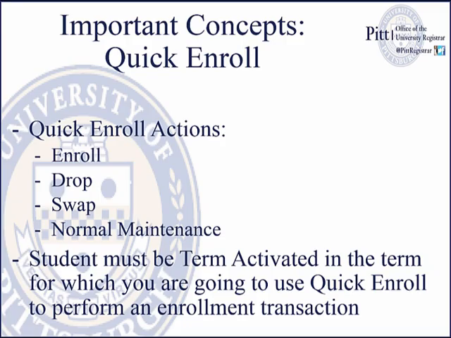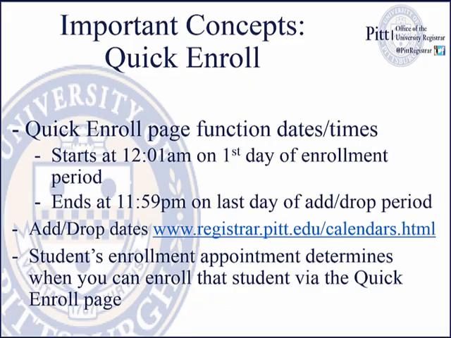A student must be term activated in the term for which you are going to use Quick Enroll to perform an enrollment transaction. For most, the ability to perform functions on the Quick Enroll page begins at 12:01 a.m. on the first day of a term's enrollment period and ends at 11:59 p.m. on the last day of a term's add drop period. Enrollment and add drop dates that make up these periods can be found on the university academic calendar at www.registrar.pitt.edu/calendars.html.